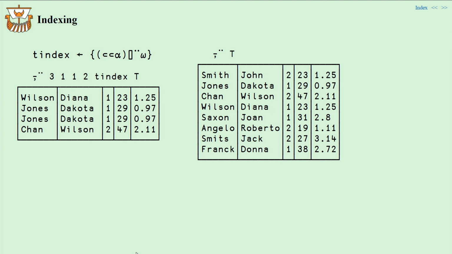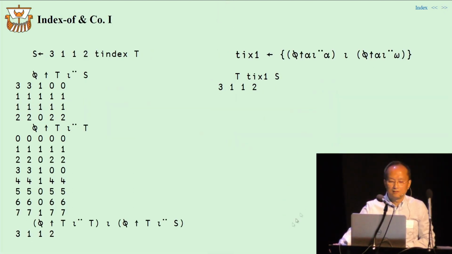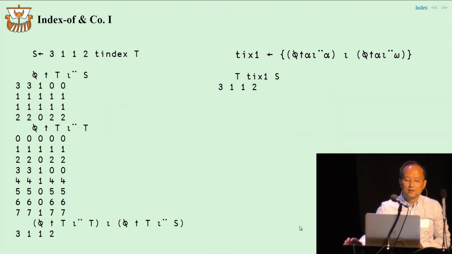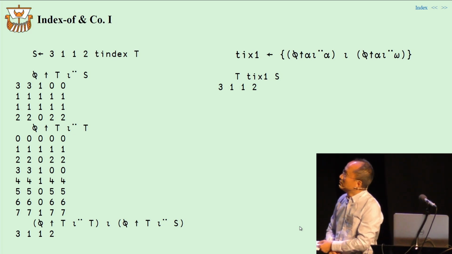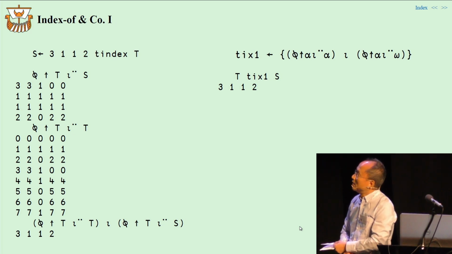Next is one to do indexing on inverted tables. And now, next one is index of. You can do this in APL as follows.